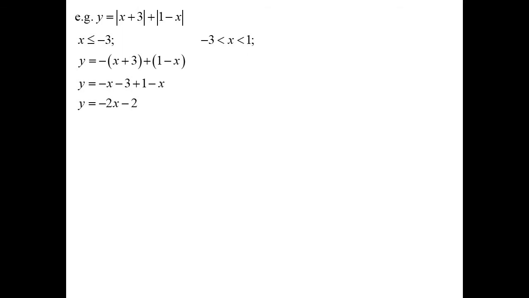I know what number I'm picking. X plus 3, positive or negative? Positive. So okay, that stays as x plus 3. 1 minus x, positive or negative? So it stays as positive. So in between -3 and 1, we'll just be drawing the horizontal line y equals 4.